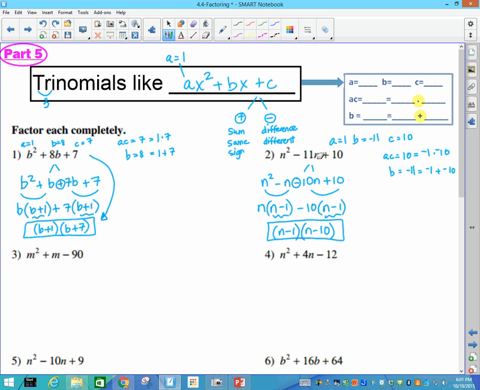But this is where I was saying this is a plus sign. My signs are the same, okay? And they're both whatever that is in the middle.